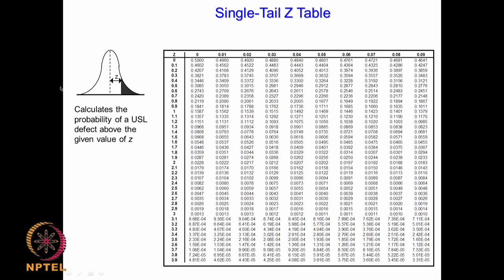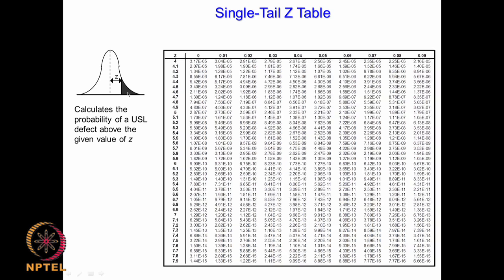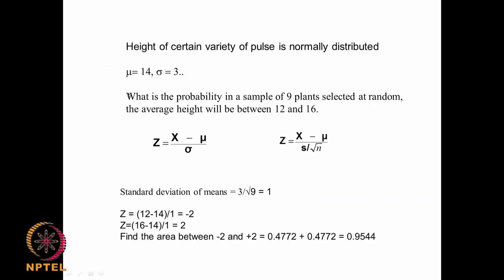Then it becomes 2 times, because I am interested in -2 to +2. So, I will get 0.9544. That means 95% of the time, if I take 9 plants, the height will lie between 12 to 16. You understand how to solve this.